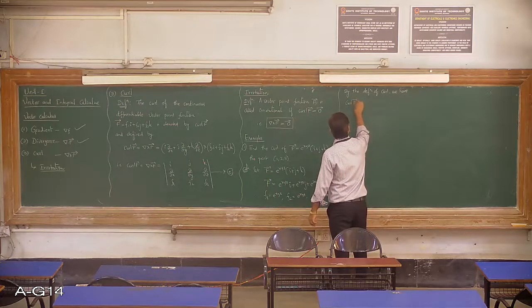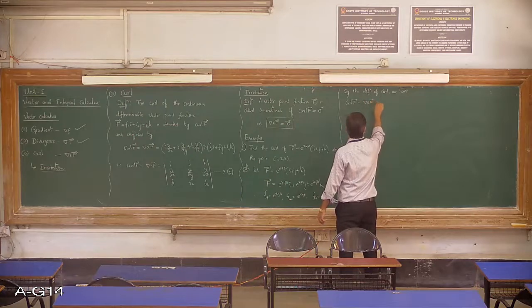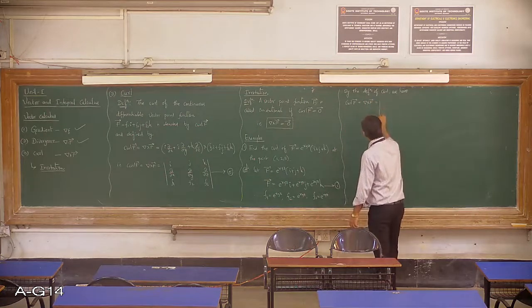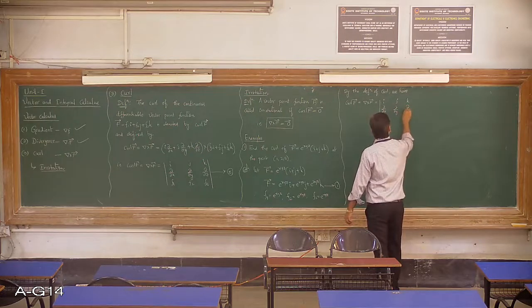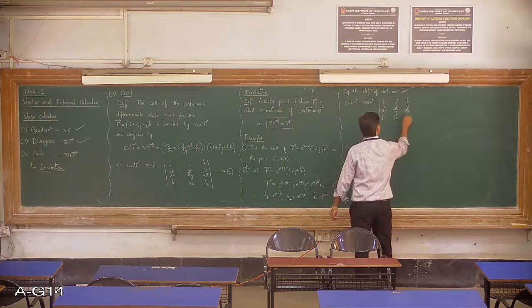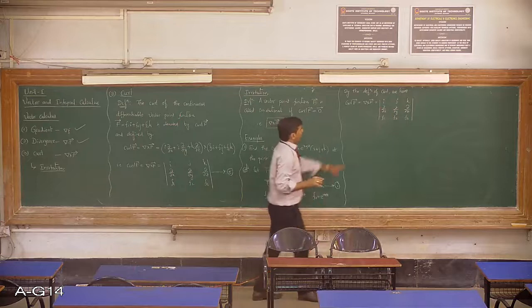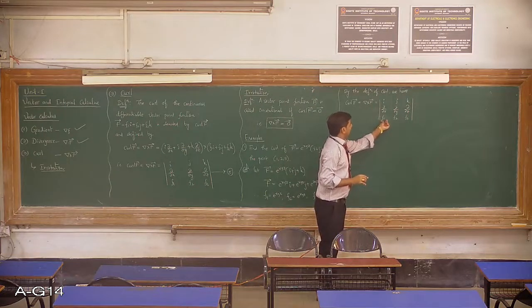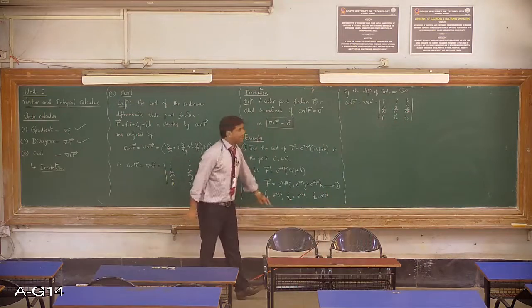curl f is equal to del cross f is equal to determinant i j k, dou by dou x, dou by dou y, dou by dou z. Here it is f1, f2, f3. Okay, so this is the definition. So now just keep it as it is, replacing f1, f2, f3 by e to the power xyz.